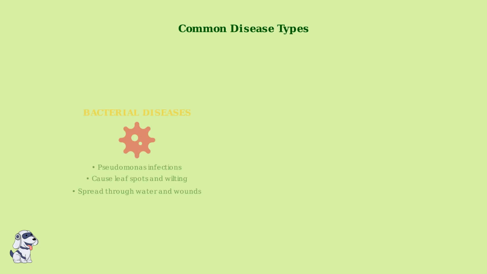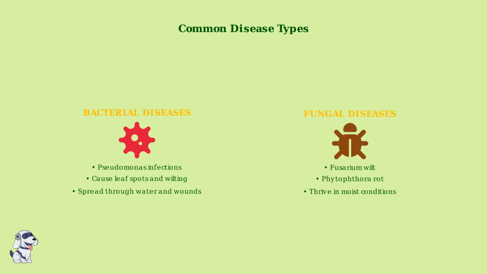Cucurbit crops face two main categories of diseases. Bacterial diseases like Pseudomonas cause leaf spots and wilting, spreading through water and plant wounds. Fungal diseases, including Fusarium wilt and Phytophthora rot, thrive in moist conditions and can devastate entire crops.